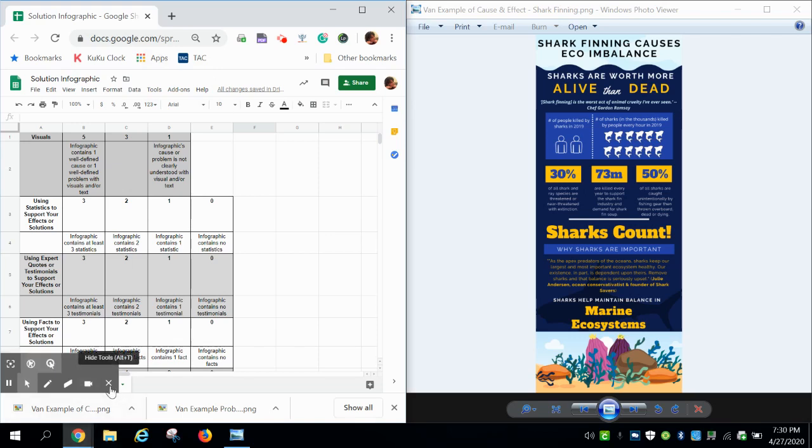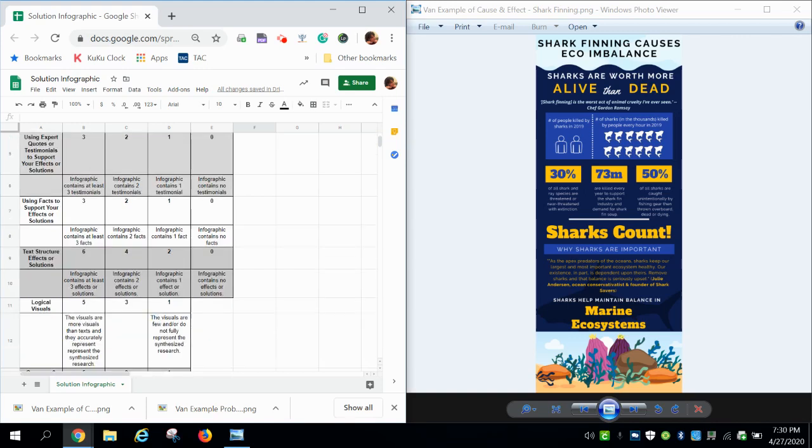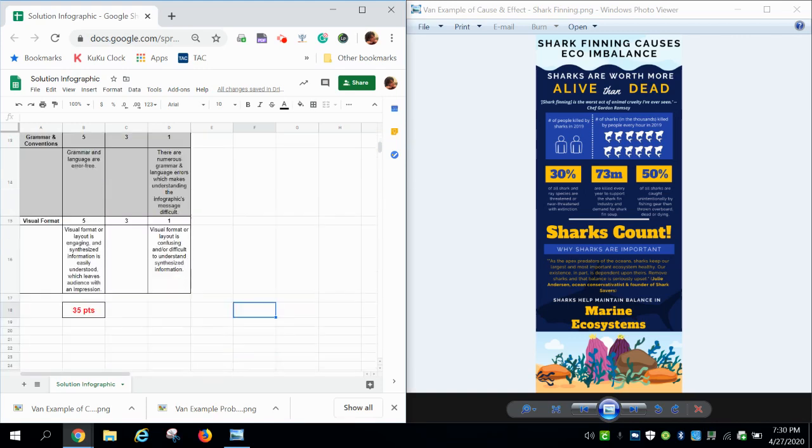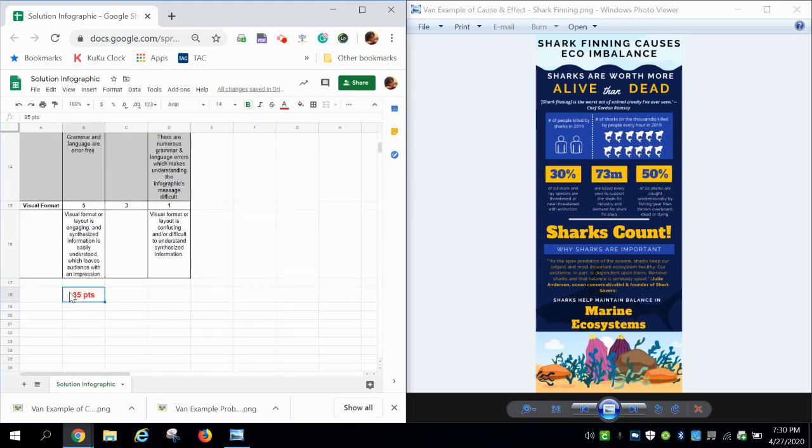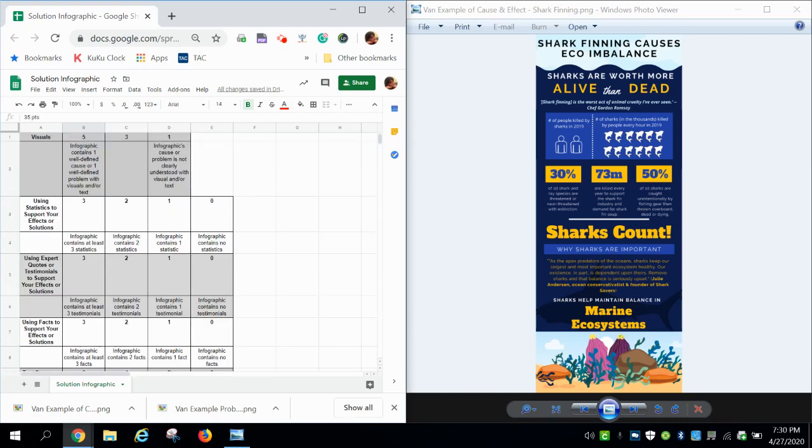On the left side of your screen, you will see a rubric with various categories and criteria and ratings 5 through 1, 3 through 0. All these points add up to 35 points. That's the maximum, unless there's extra credit, unless you've gone above and beyond, this project is worth 35 points. On the right, you'll see an example of an infographic.